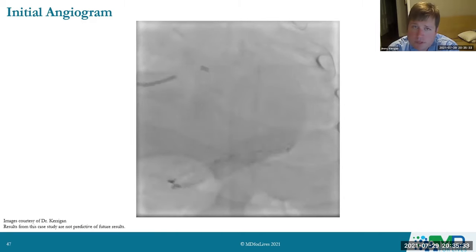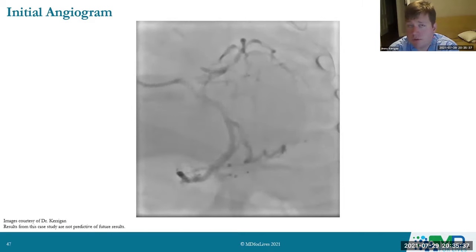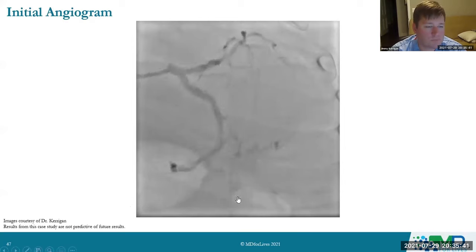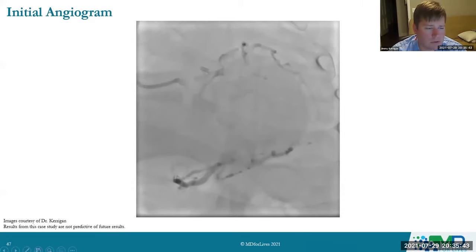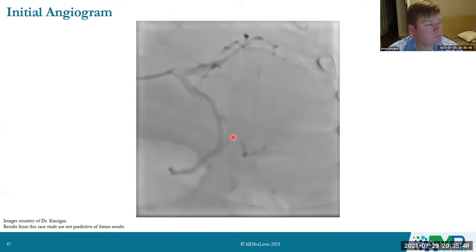But what was significant was his obtuse marginal. You can see there, angiographically, within the limits of the luminogram, there's a hazy stenosis in the very beginning of that first obtuse marginal. And I will highlight that. Excuse me. Right here.